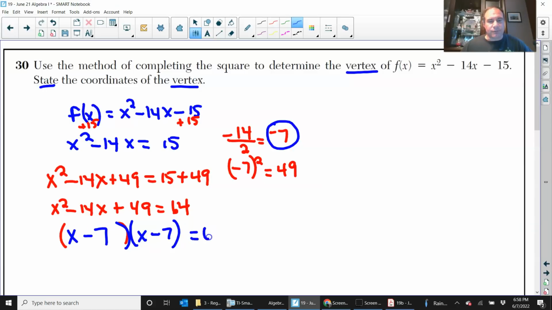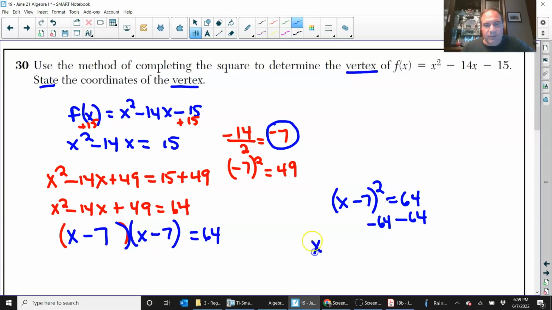And then equals 64. So what you're going to do is put this over here as x minus 7. I'm going to rewrite it. That looks horrible. x minus 7 squared equals 64. Then we are looking for the vertex. We're not looking for the zeros. So we're going to take this 64 and move it over to the side where the x minus 7 squared is. So now this is going to be your vertex form.